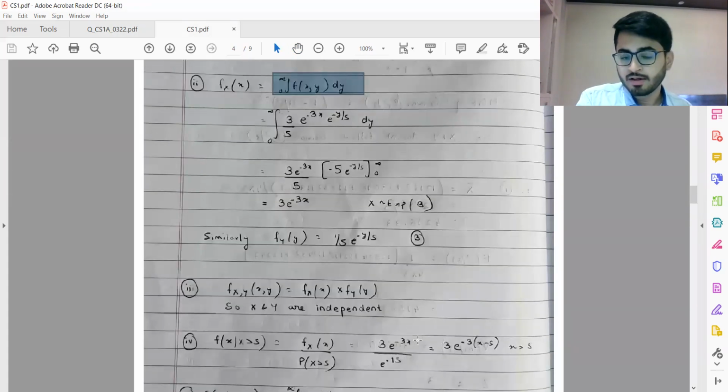Next is to check whether they are independent or not. In fact, they are, because the product of the marginals is equal to the joint probability function. So therefore, X and Y are independent.